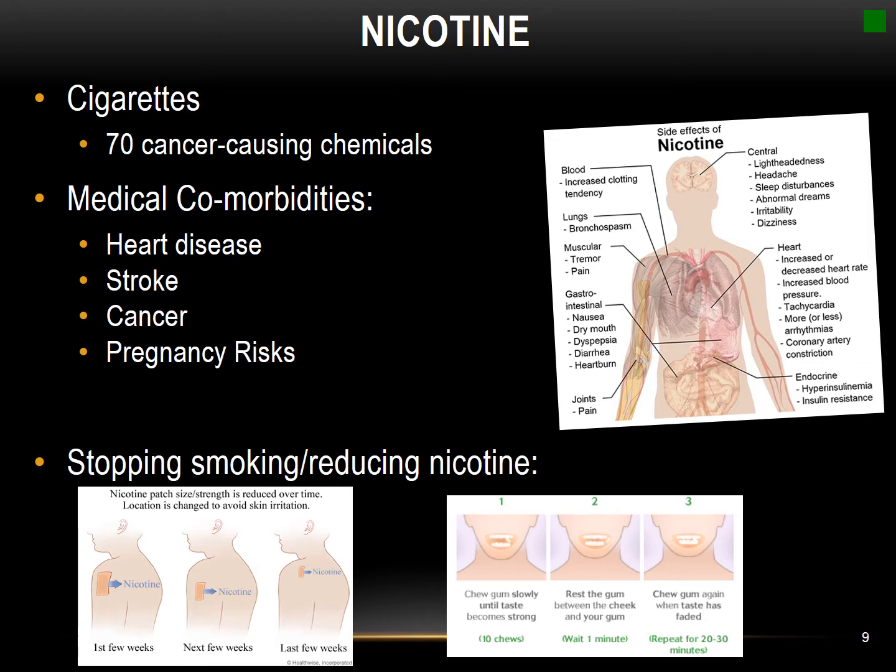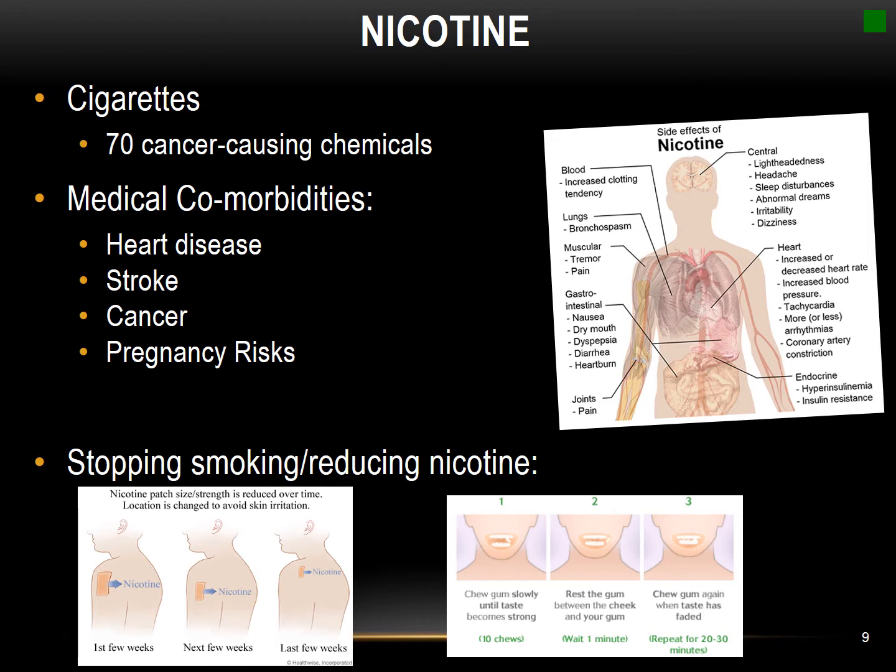The medical comorbidities are listed, and you'll notice a strong correlation between other addictions and a nicotine addiction. Frequently, those with a substance use disorder for another substance also smoke cigarettes. There's also pregnancy risks. Mothers who smoke have low birth weight babies, and the babies tend to have an increased risk of congenital abnormalities and asthma.